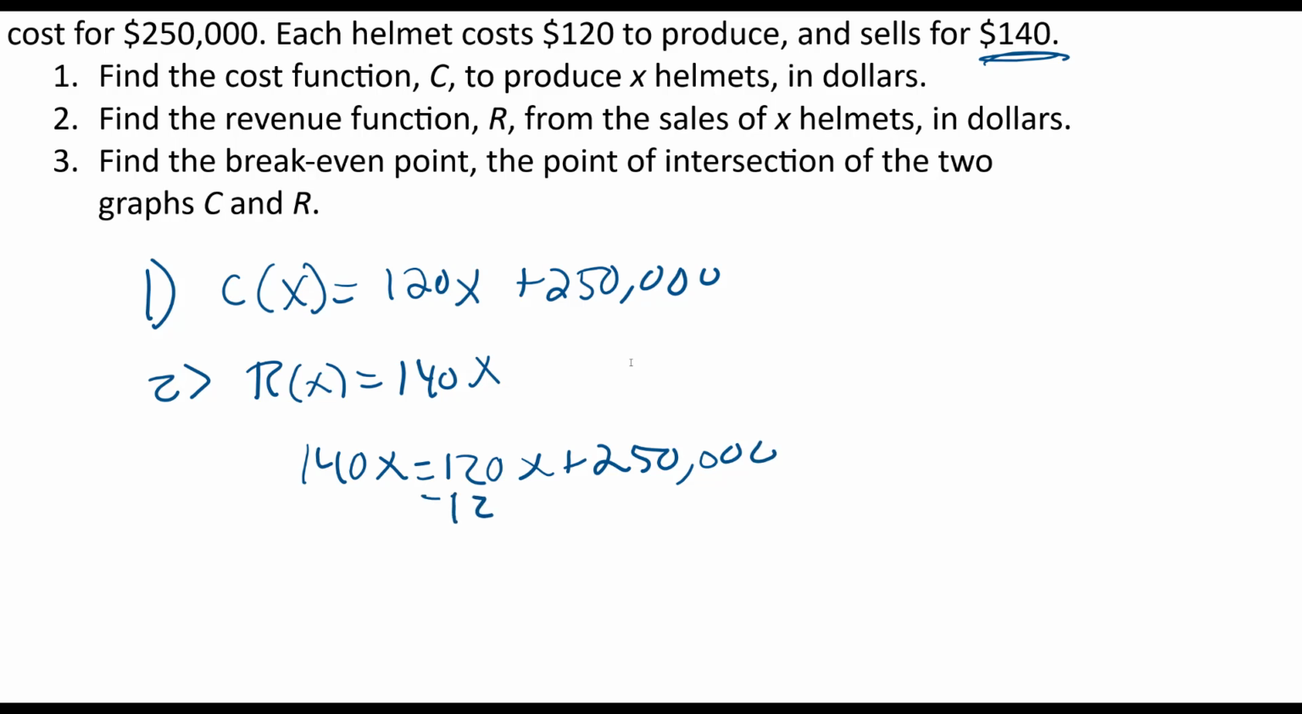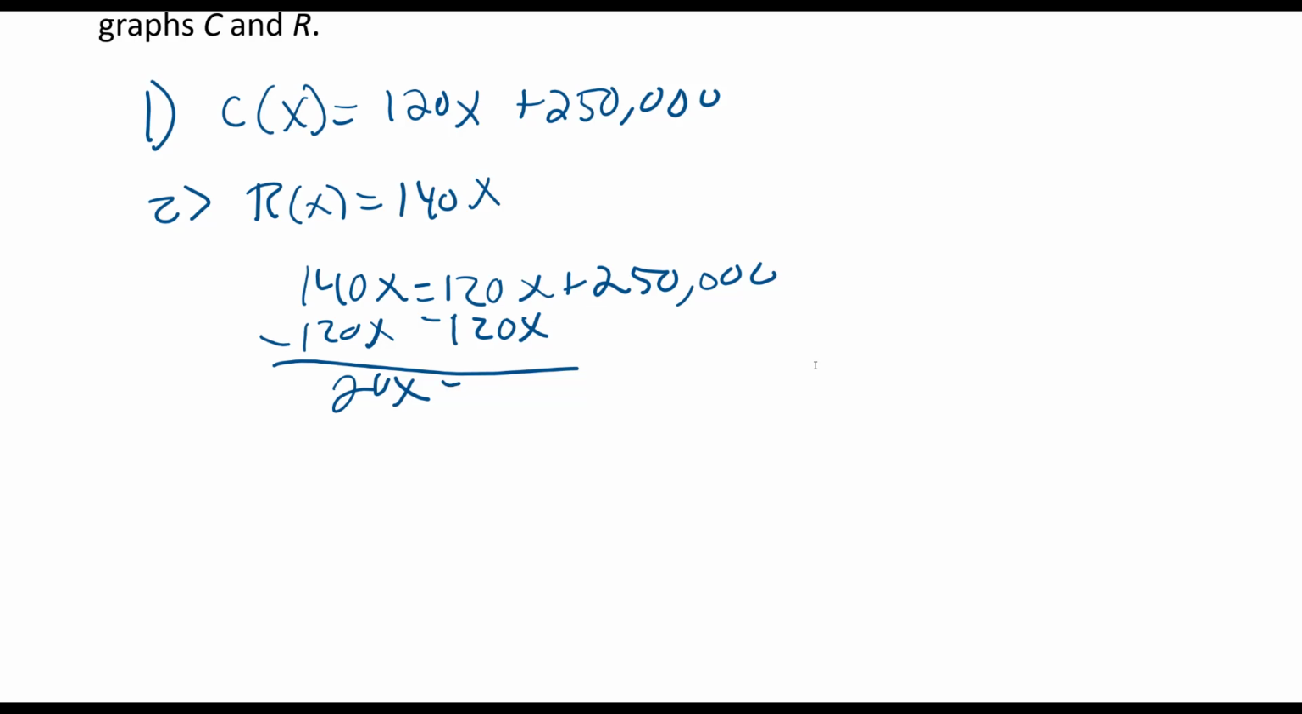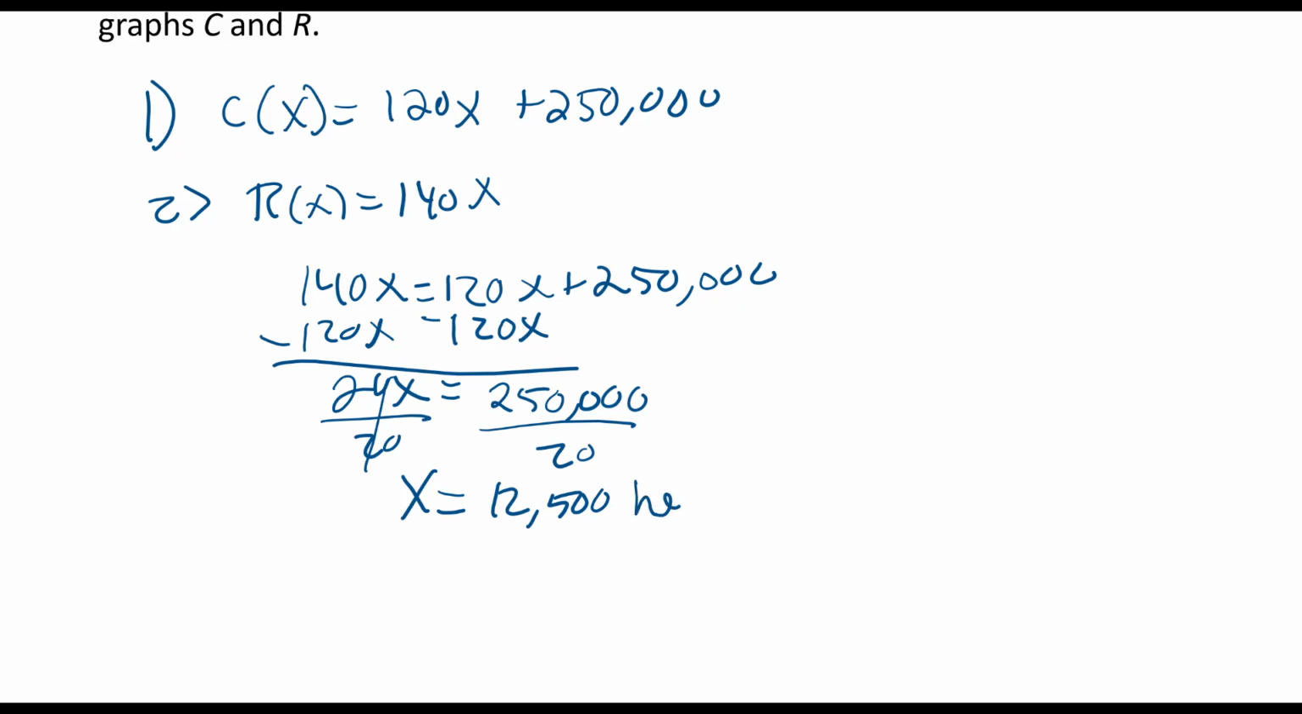So we can subtract 120x from both sides. And we have 20x, let me scroll up to give myself more space, equals 250,000. Dividing both sides by 20, x is what? So it looks like it's 12,500 helmets. That is the break-even point. Okay, so there you go.